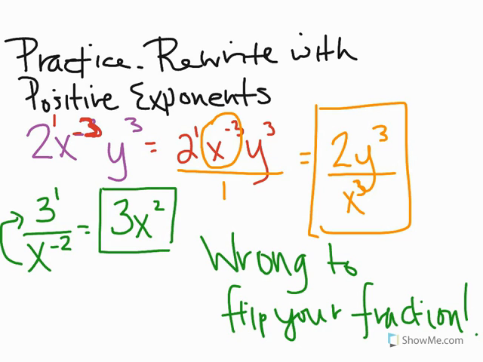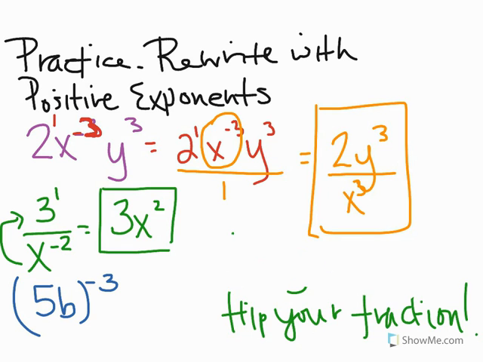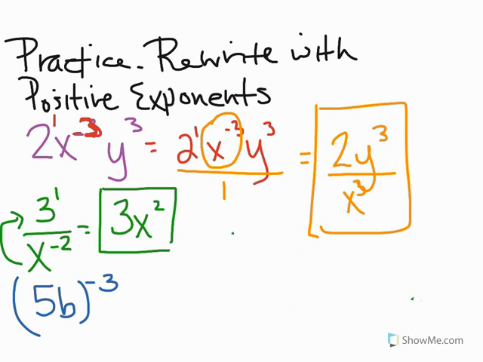Now here's a different one. Different kind of problem, but still similar to ones we've gone over. What if you have 5b in parentheses and it's all raised to the negative third power? I have to erase this so I have room to write. Anytime you've got parentheses with an exponent on the outside, you always have to think of it as distributing the power to both parts.